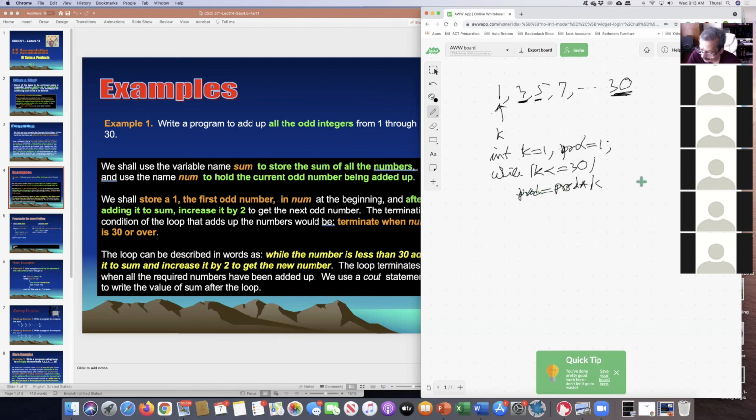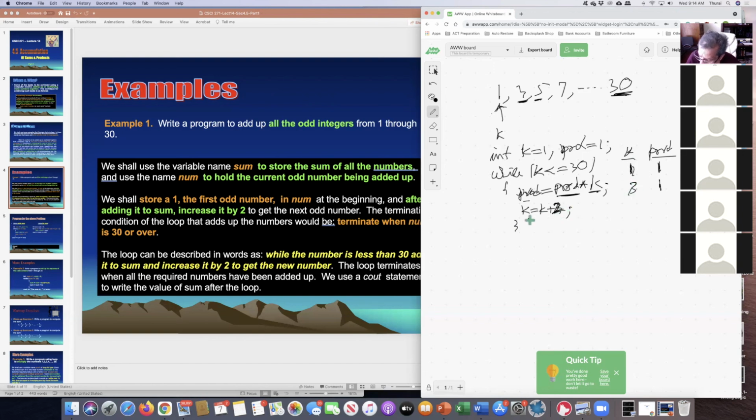Now let's see on the side what happens to k and prod. K was 1, prod was 1. Right after this multiplication here, current value of prod is multiplied by k, and it'll go back in prod. So 1 times 1 goes into prod, and then k will have to increase right after that to 3. Both of them have to be in the loop. So right after multiplying the current k, the k will change to plus 2, sorry, plus 2. K will change to 3 now.